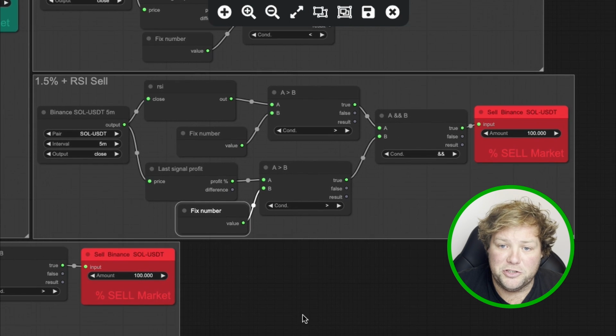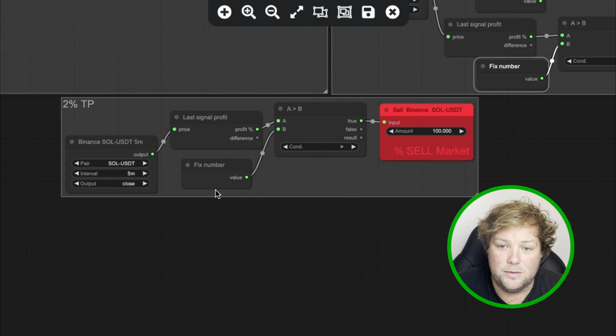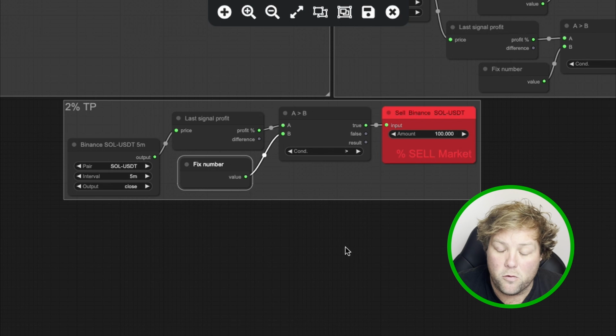The third sell condition is if our profit reaches 2% or more at any point, we'll lock in these gains immediately. This rule is all about taking profit before the market pulls back, ensuring that we don't get greedy and lose what we've already earned.